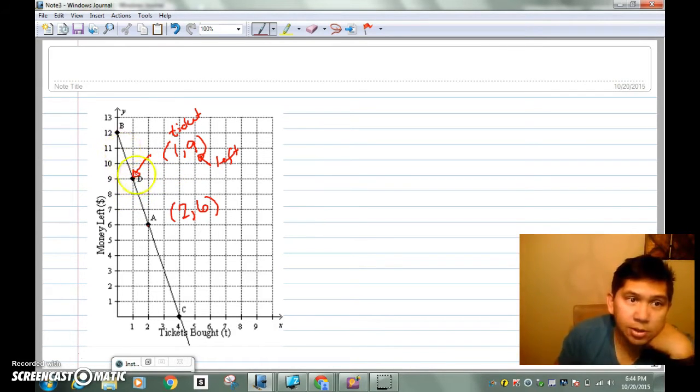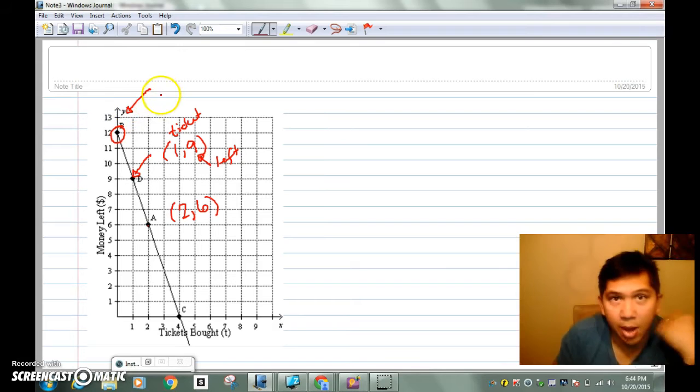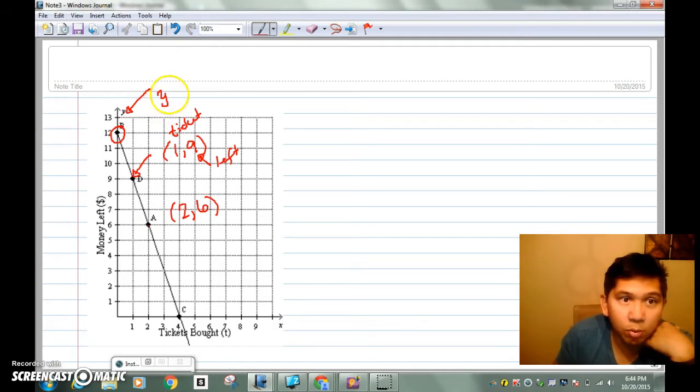Now, let's look at the 2 most important parts of this graph. Let's start with this one right here. Before I ask you what to do with this, can you tell me which axis this point touches? If you said that this point touches the y-axis, you are absolutely correct. Now, what do we call a point on the graph that touches the y-axis? It is called the y-intercept. That is what it's called.